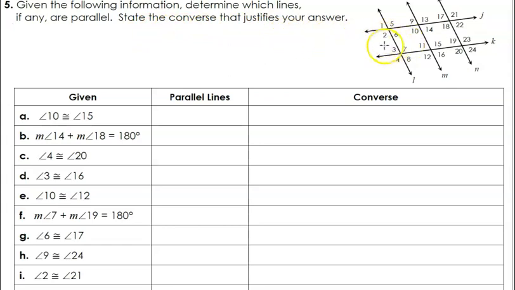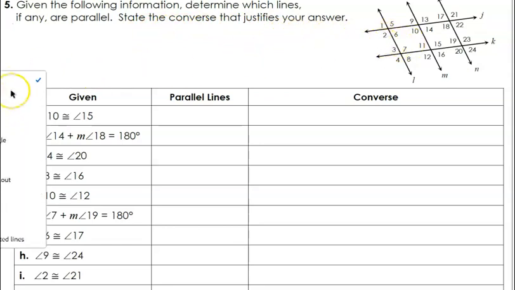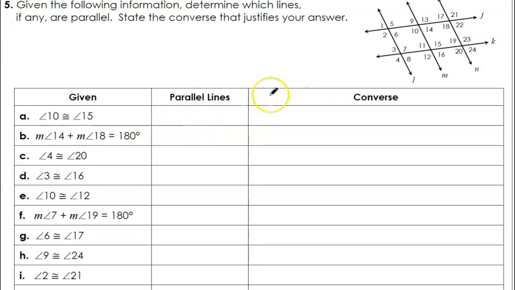We're looking at this figure here at the top, and like we did in class, we want to see if there are parallel lines, which ones are parallel based on the information we're given in the first column. So number 1, we're given that angle 10 and angle 15 are congruent.